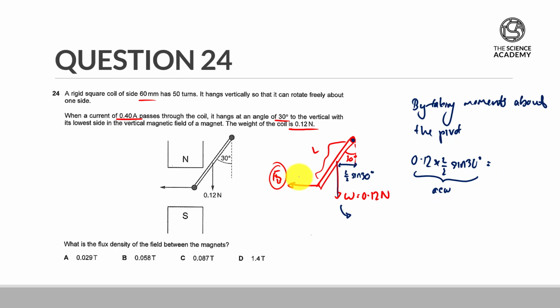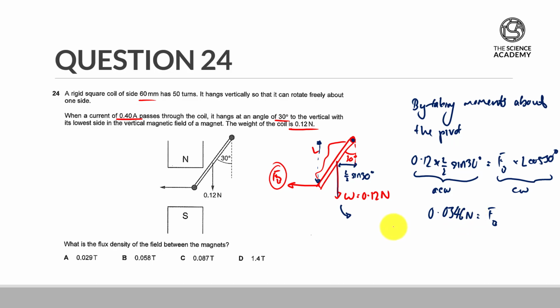On the other hand, we have the magnetic force, FB, which is responsible for the clockwise moment. And its perpendicular distance is going to be this distance back to the pivot over here, which is going to be L cos 30 degrees. Now, solving for FB, we obtain 0.0346 newtons.